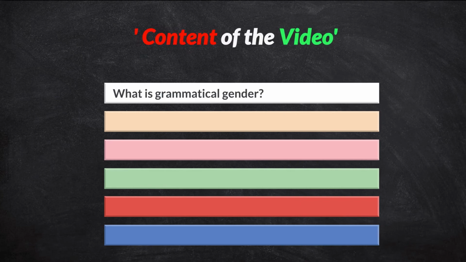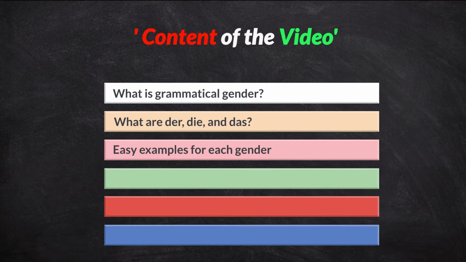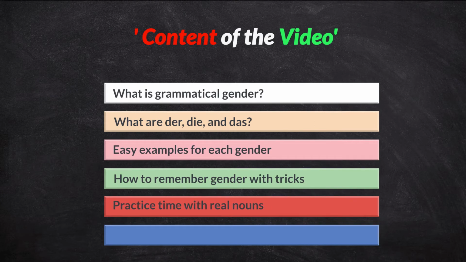Let's take a look at what you will learn in this video. We'll start with what grammatical gender means in German. Then we will learn the three articles, der, die, and das, and what kind of nouns go with each one. I'll show you easy examples and memory tricks to help you remember them. And of course, we'll do some practice together. At the end, I'll also share a fun cultural tip about how Germans use these words in everyday life.